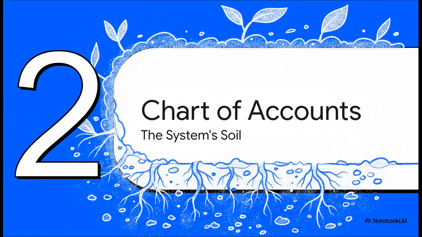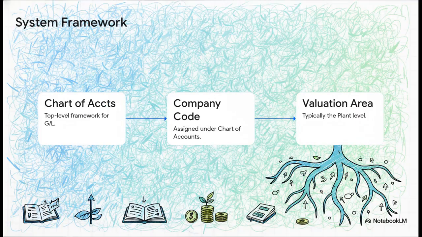Moving on to Section 2, Chart of Accounts Framework. Before roots can grow, they need soil. This top-down hierarchy forms the structural foundational environment for recording accounting transactions. At the absolute highest level, you have the chart of accounts. This controls the names and numbers of the GL masters. This then drops down to the company code and finally down to the valuation area, which in SAP is typically your plant. Without this specific framework, our automatic posting routes would literally have nowhere to anchor.